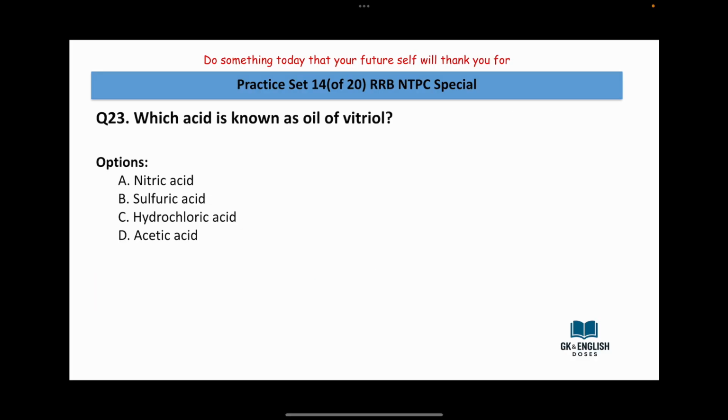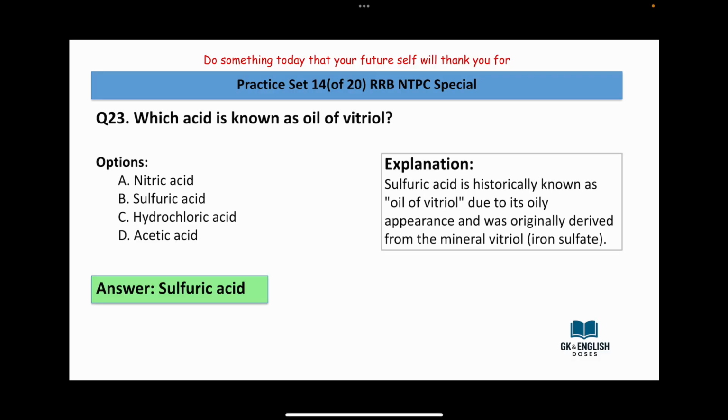Which acid is known as the oil of vitriol? Nitric acid, sulfuric acid, hydrochloric acid, acetic acid. The answer is sulfuric acid. Sulfuric acid historically is known as oil of vitriol due to its oily appearance and was originally derived from the mineral vitriol, that is iron sulfate.